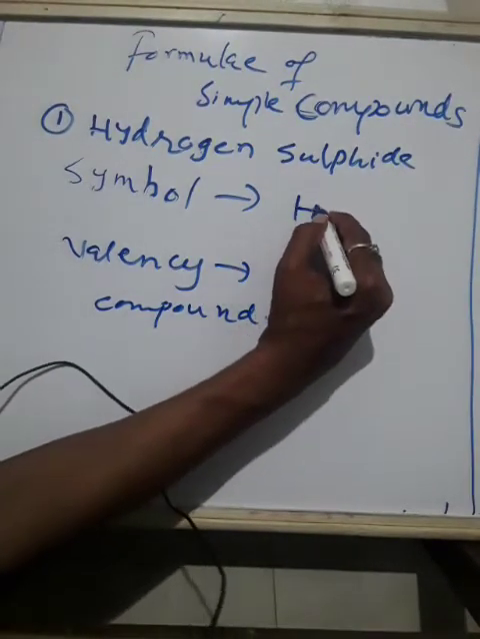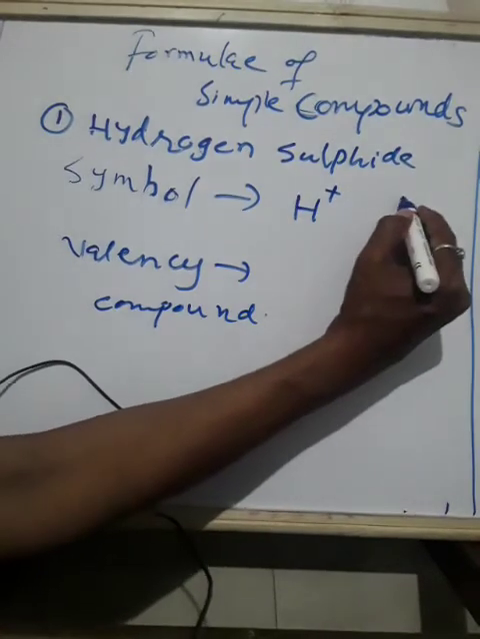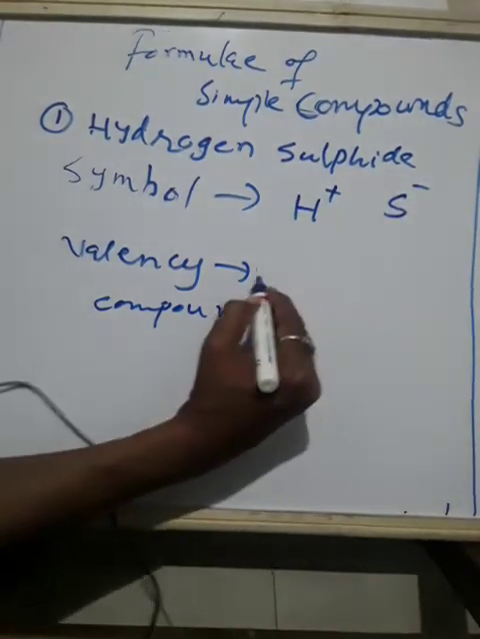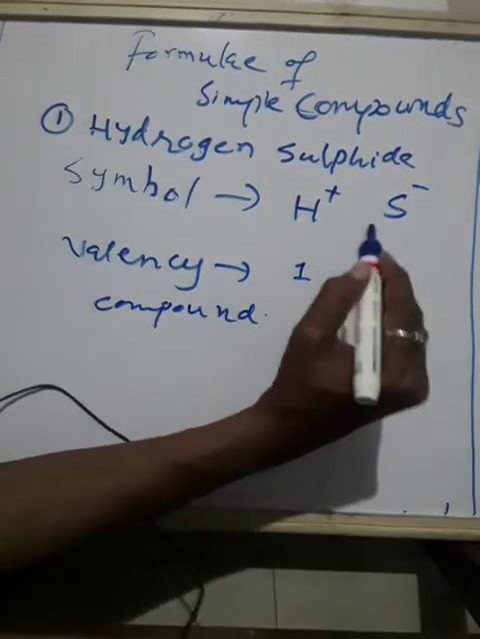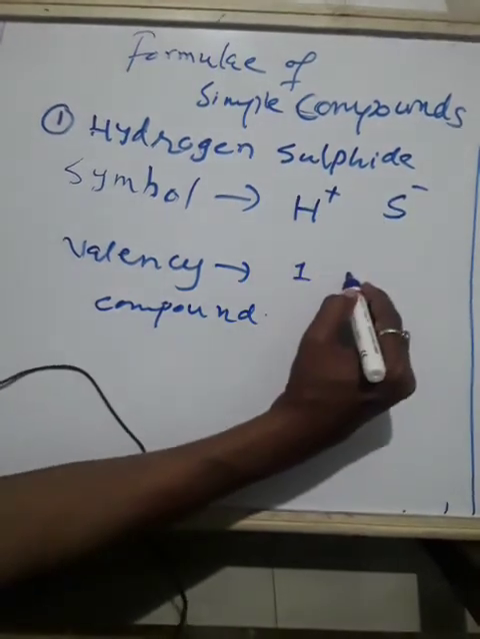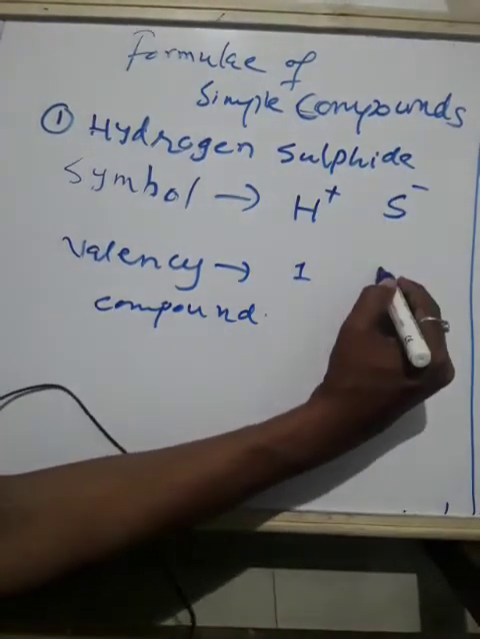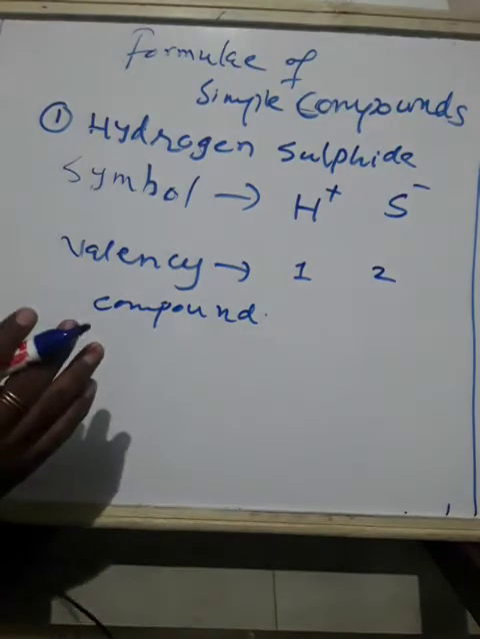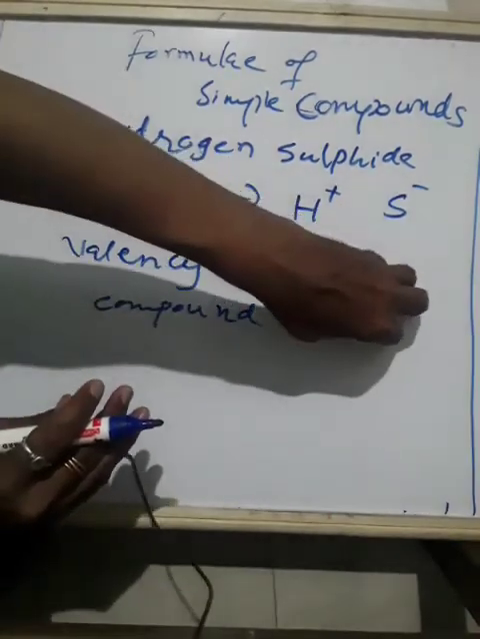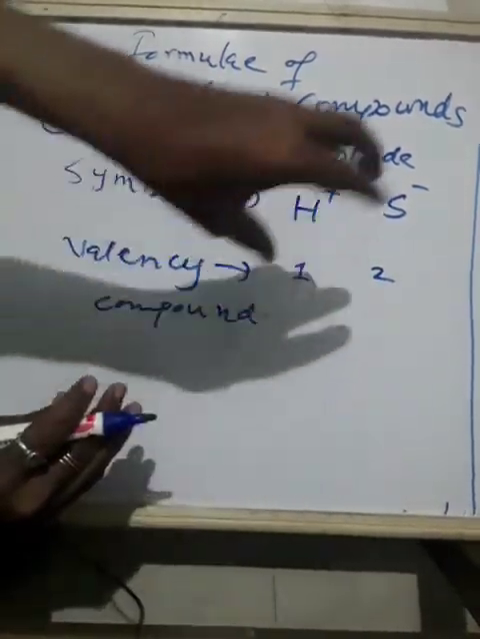Hydrogen is plus 1. Actually it is charge, so its valency is plus 1. It is understood. And its valency is 2. But what is that actually, valency? You should know. This valency indicates the number of electrons present in the last orbit.